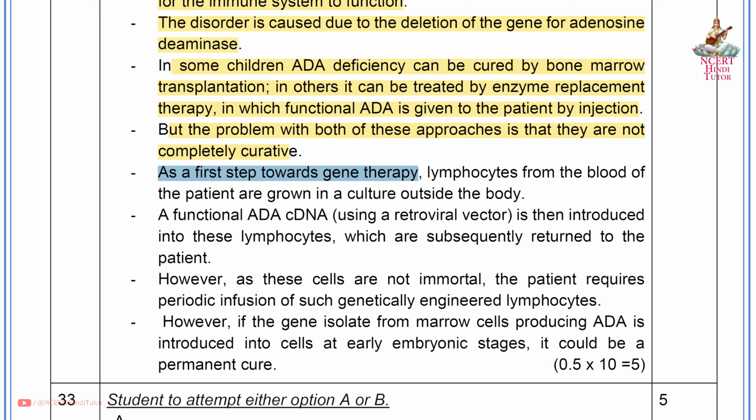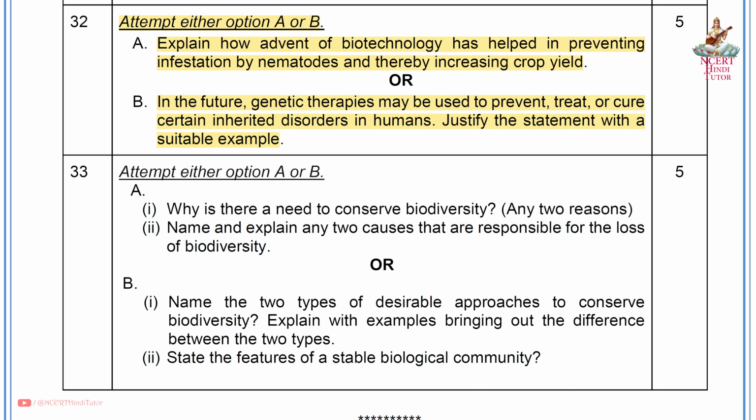As a first step towards gene therapy, lymphocytes from the blood of the patient are grown into a culture outside the body. A functional ADA cDNA using a retroviral vector is then introduced into these lymphocytes, which are subsequently returned to the patient. However, as these cells are not immortal, the patient requires periodic infusion of such genetically engineered lymphocytes. However, if the gene isolated from marrow cells producing ADA is introduced into cells at early embryonic stages, it could be a permanent cure.